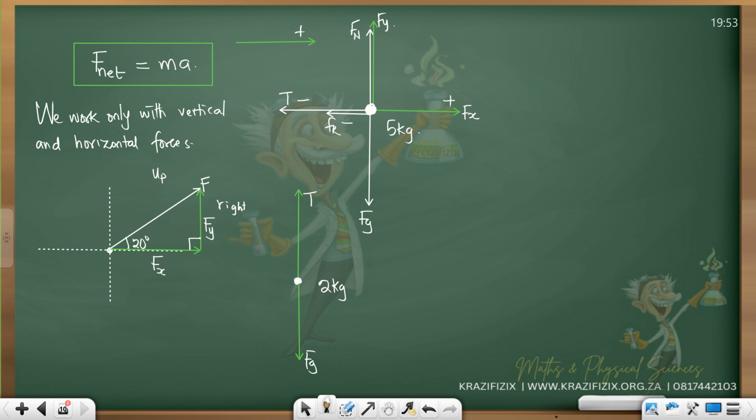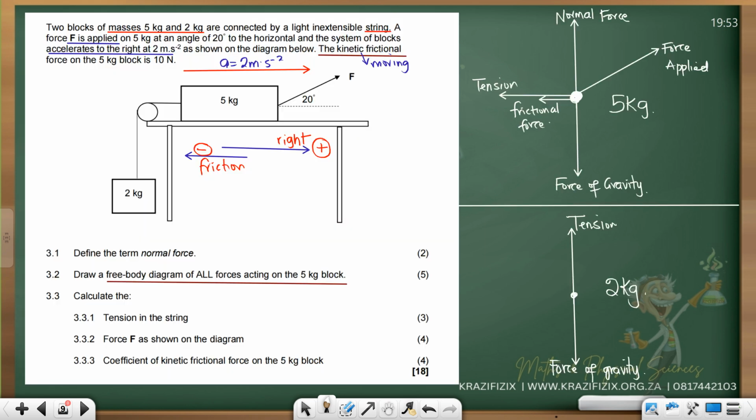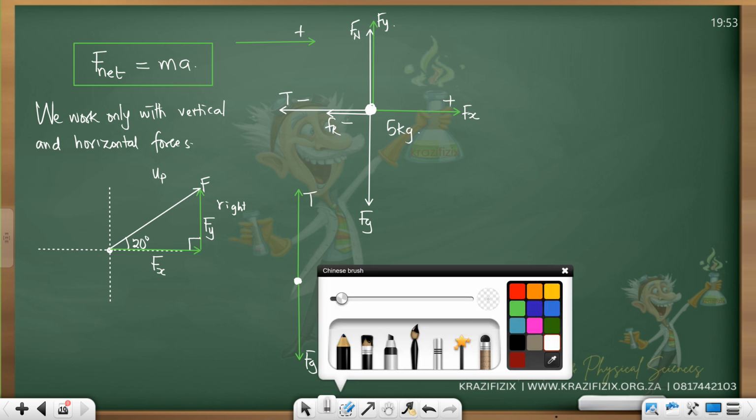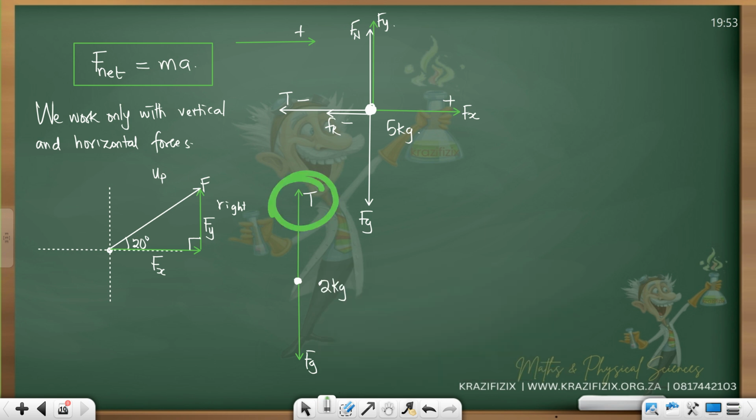I think it's negative too. All right. Why negative? Why do you think it's negative? My good learner. It's facing down. No. The tension is not facing down. On the 2 kg. That's my tension on the 2 kg. Where's it going? So it's going up.